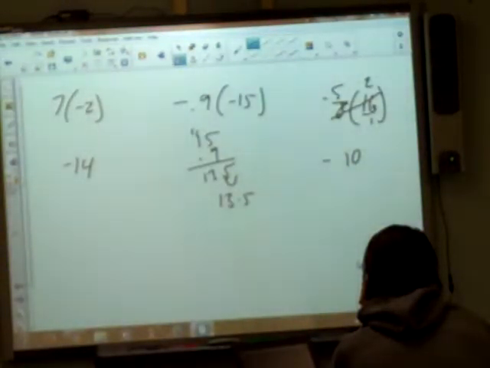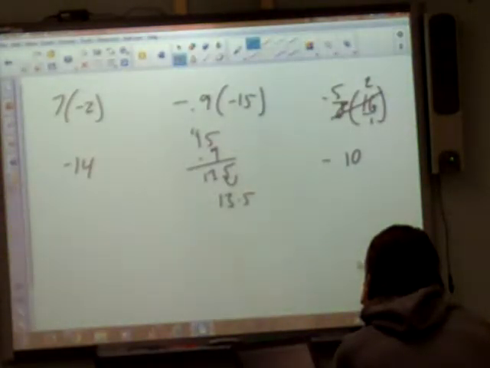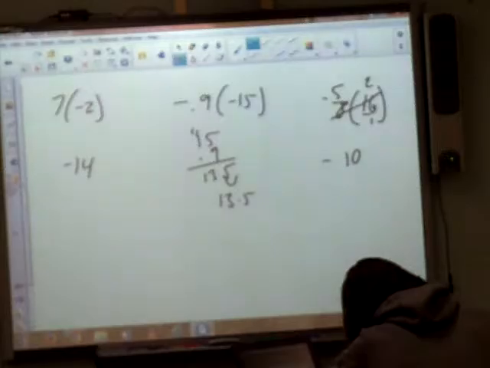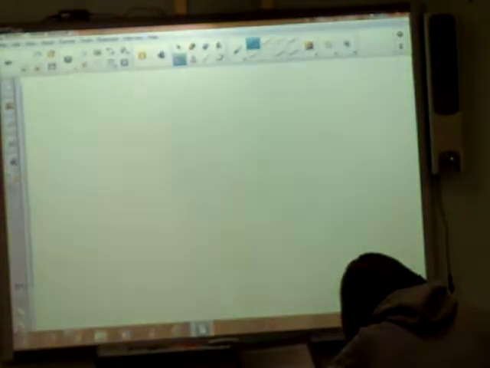When we get into division here, the rules for signs are the same. If the signs are the same, it's positive. If the signs are different, it's negative. But we're going to have to, at some point, talk about reciprocals when you do division. So have that in the back of your mind, and we'll discuss that when we get there.